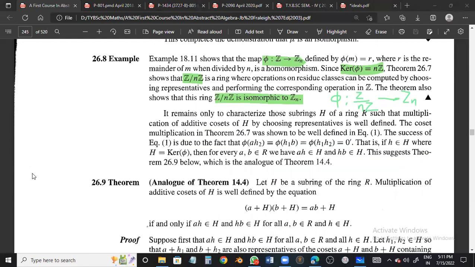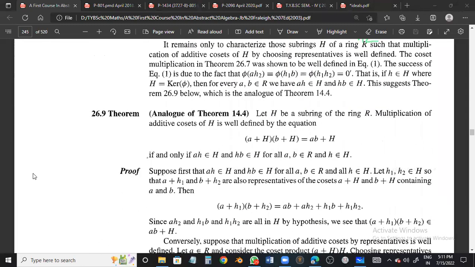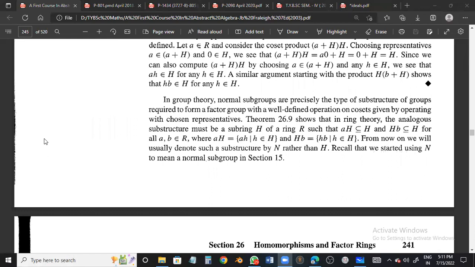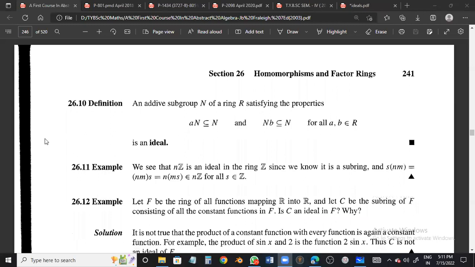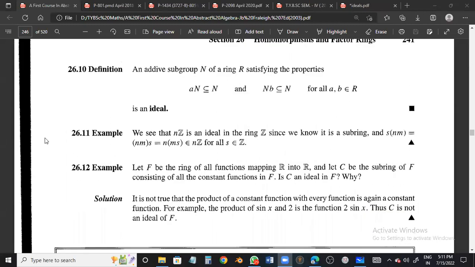Okay. Anything you want to ask about this? Yes, come up. If no, then I have to proceed for ideals. Ready for ideals? Okay.